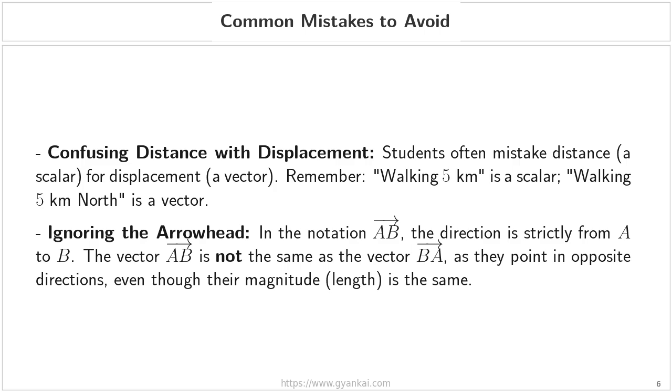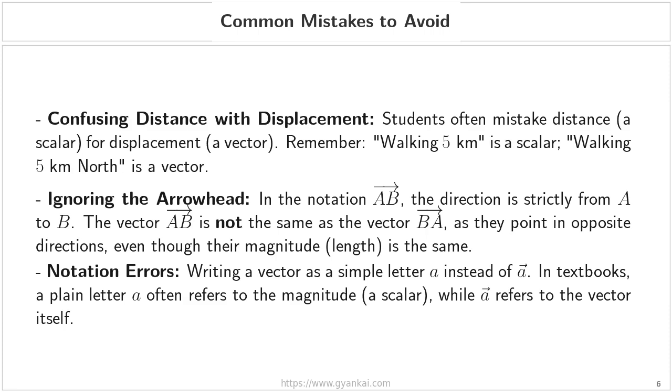Second, please be very careful not to ignore the arrowhead in your notation. When we write the notation for a vector with an arrow over A and B, it specifically means the movement starts at point A and ends at point B. It is crucial to understand that the vector AB is not the same as the vector BA. While they might have the same length, they are pointing in completely opposite directions. In the world of vectors, direction is everything.